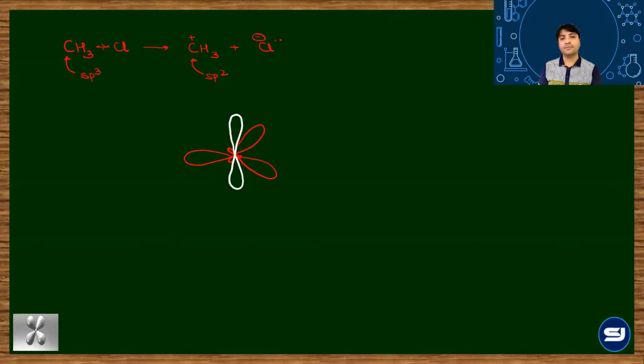Samjha? Yes, sir. So this is your CH3+, and the positive charge indicates the presence of the empty or vacant p orbital. This is how the orbital diagram in hyperconjugation was discussed. Got it? Yes, sir. Any other doubt?